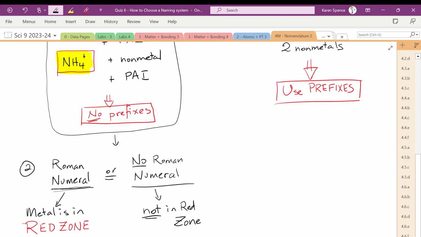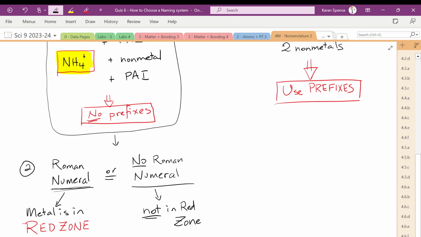Now I could go on and on about polyatomic ions and things like that, but I'm not going to. Those are your biggest categories. And I think if you've got those big categories down, the rest of it will kind of fall into place. If you're having troubles with the details, I can help you out later with that.